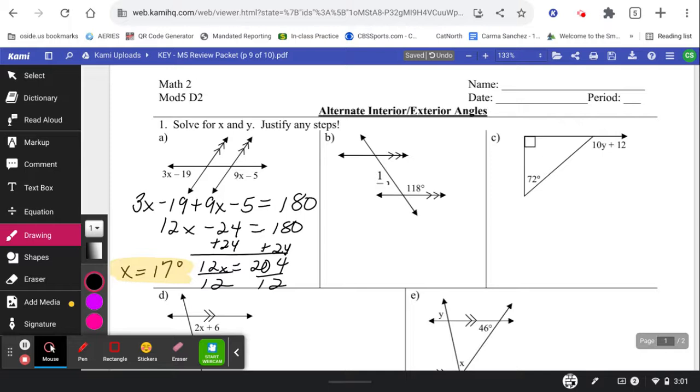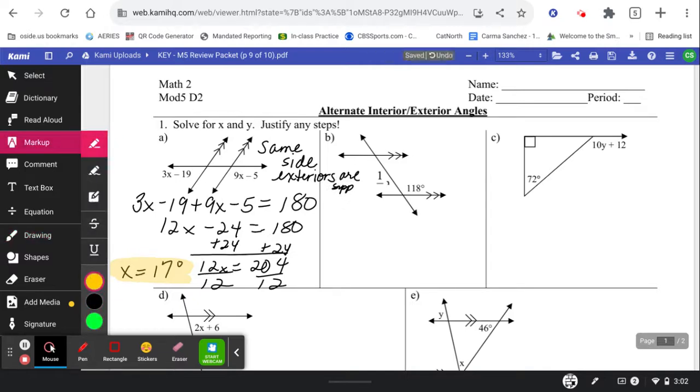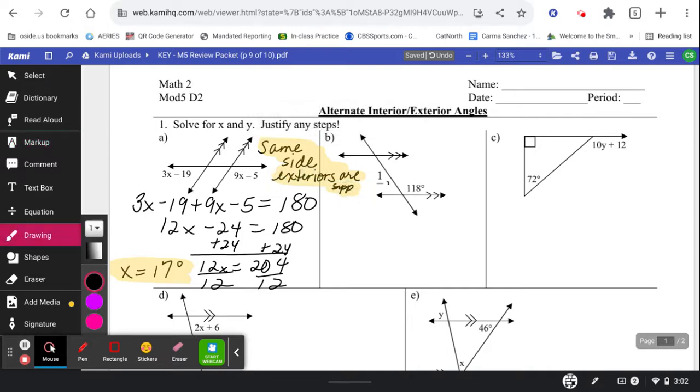So we got 17. Now, if you want to write a reason for this one, we could say 3x minus 19 and 9x minus 5 are same side exteriors, are supplementary. Just like we say same side interiors are supplementary, we could say that same side exteriors are supplementary.